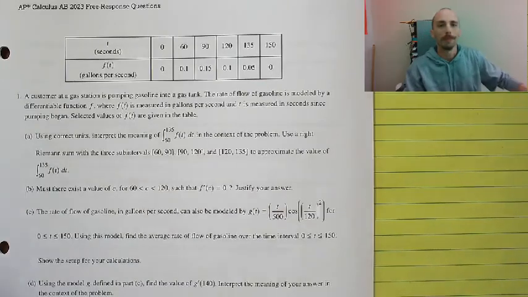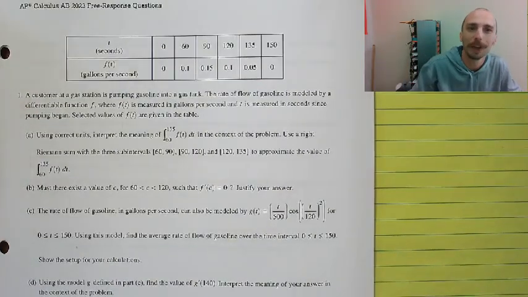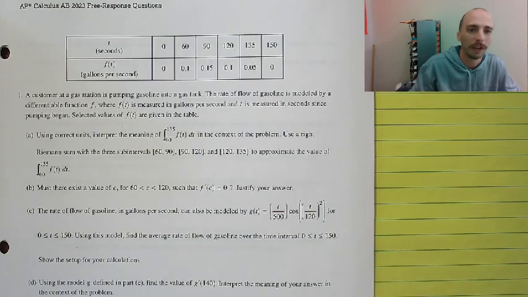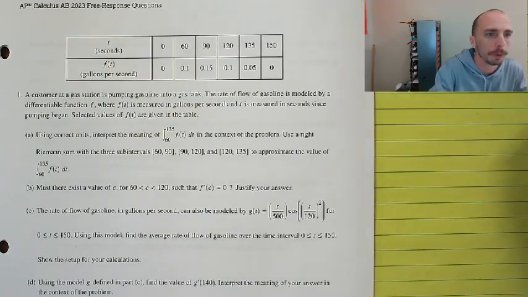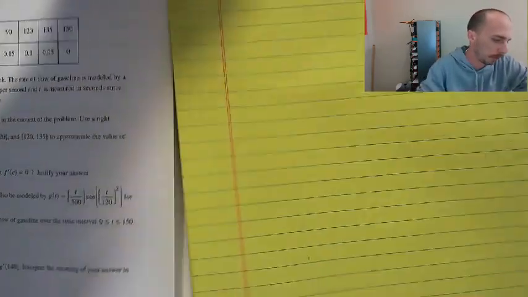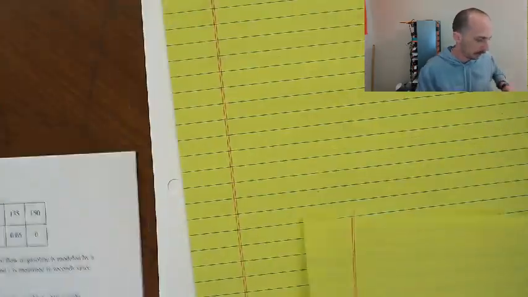All right, welcome. Let's work number one from the AP Calculus 2023 free response. Okay, and this is for A, B, and BC. And this is the one with the customer at the gas station pumping gasoline into a tank. All right, so part A is saying, using correct units, interpret the meaning of this integral in the context of the problem. Okay, so I'm going to need some paper here, and let's think about it.